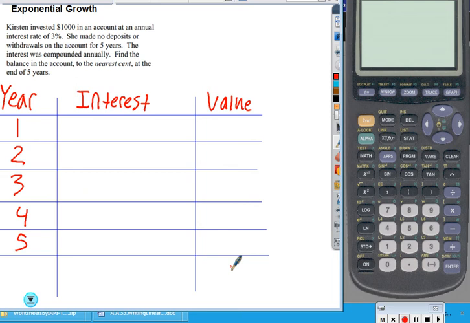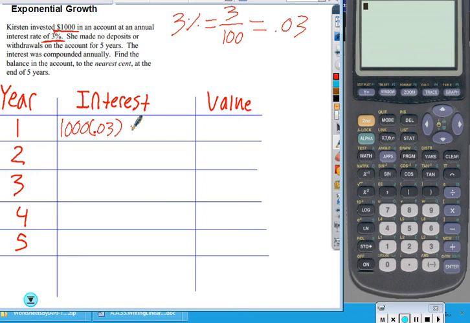We start off by first taking our growth rate of 3% and converting this into a decimal. We know that all percents are out of 100. If we divide 3 by 100, we will get 0.03. Now, we are being asked to find 3% of this initial value that Kirsten has invested, which was $1,000. So she starts off with $1,000. To find 3% of that, we simply multiply by 0.03. Make sure there's a decimal here. Doing this multiplication, we get $30.